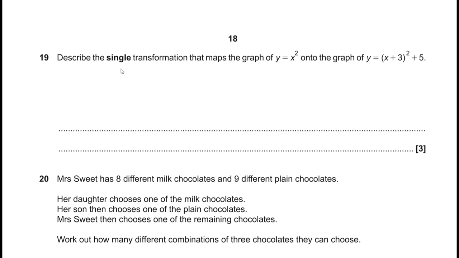Question number 19, we have to describe the single transformation that maps the graph of y equals x squared onto the graph of y equals (x plus 3) all squared plus 5. Here we have a translation by vector (minus 3, 5).